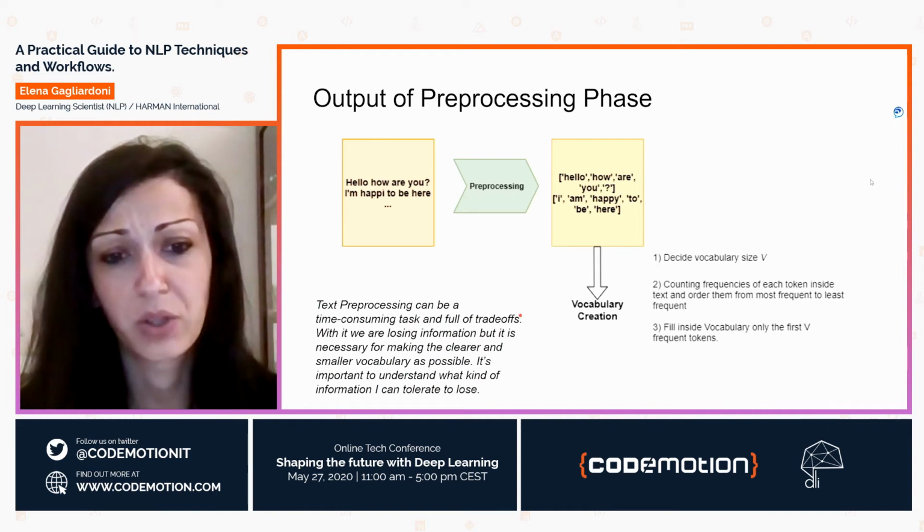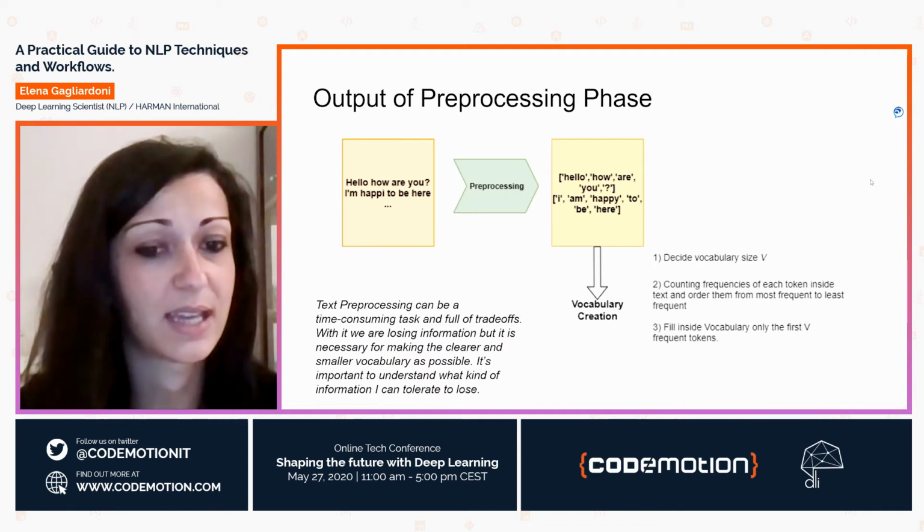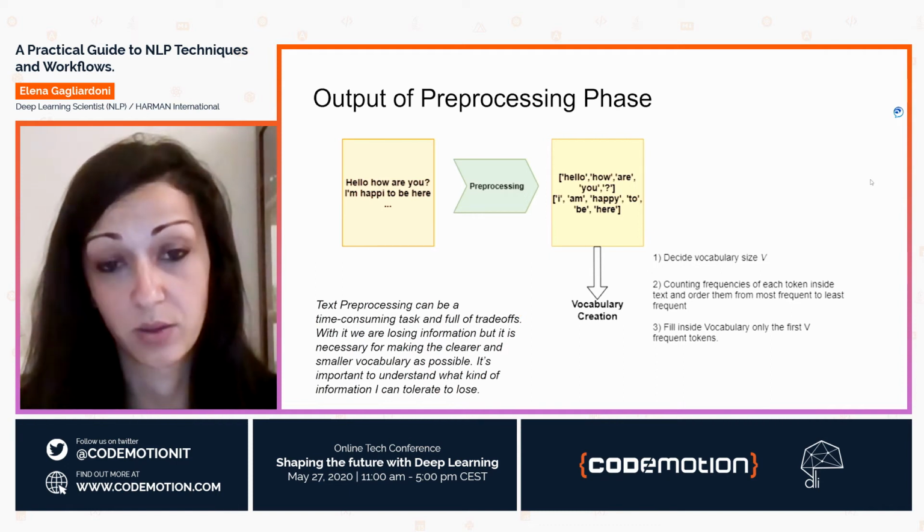Text preprocessing can be a time-consuming task and full of trade-offs. Why trade-offs? Because we are obviously losing information. So it is important to understand what kind of information I can tolerate losing.